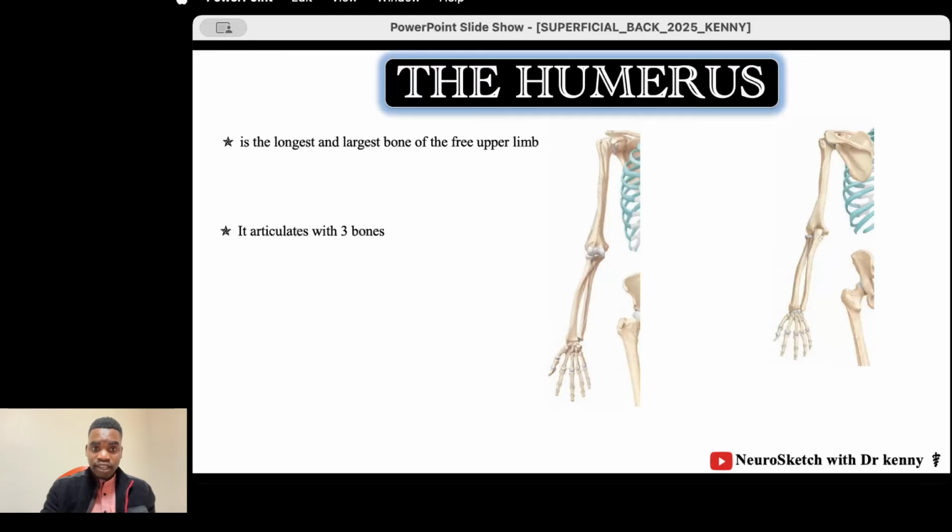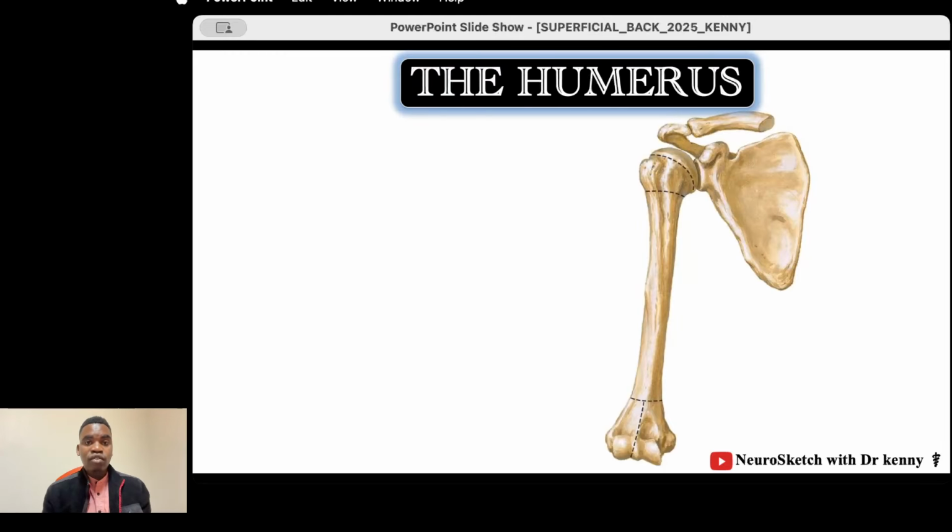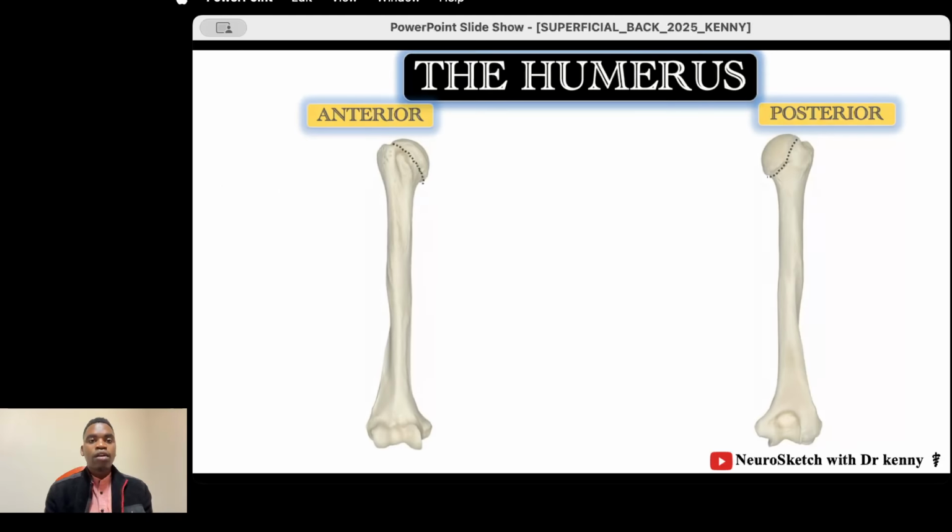The humerus can be divided into three parts for the purpose of describing some fractures. It is divided into the proximal third, the middle third, and the distal third. This is more for descriptions of fractures of the humerus. So without further ado, let's discuss the surface features of the humerus, the surface anatomy of the humerus.